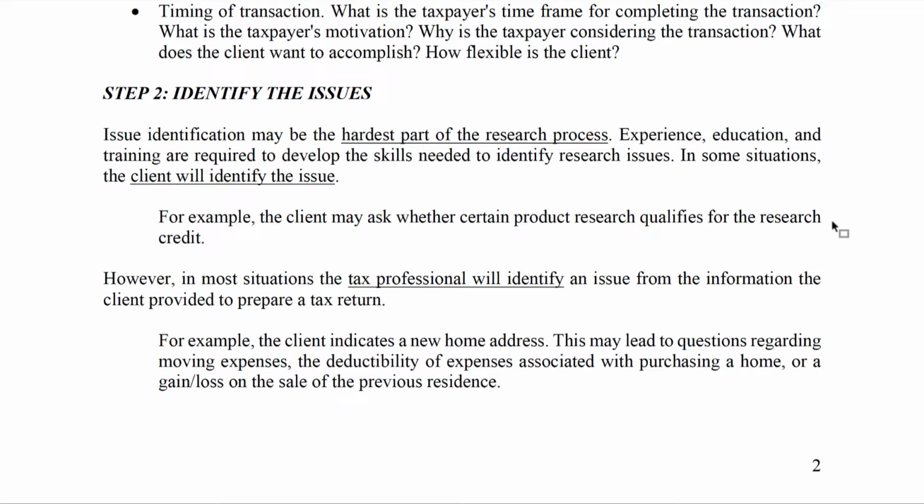I want to mention that sometimes clients are savvy. A lot of individual tax issues, like education credits or dependency issues, they already know about, and so they'll actually identify the issues for you. But that's not that common when you're being paid a lot of money to deal with taxes. So usually as a tax professional, you'll have to identify the issues. That's your job. That's what you're being paid to do.